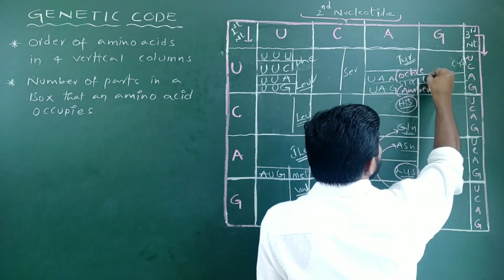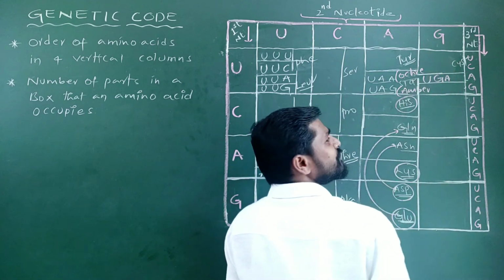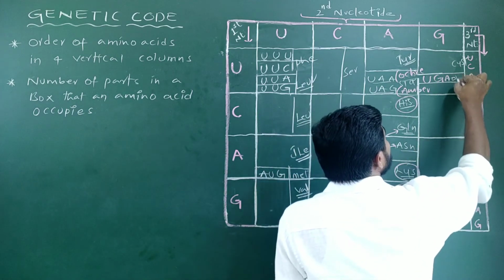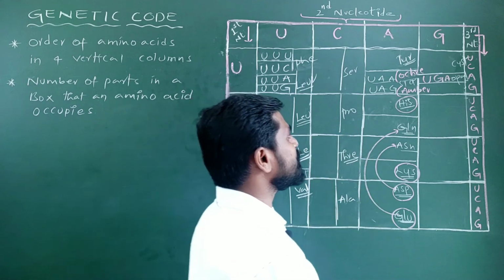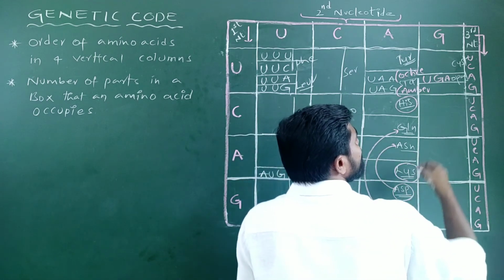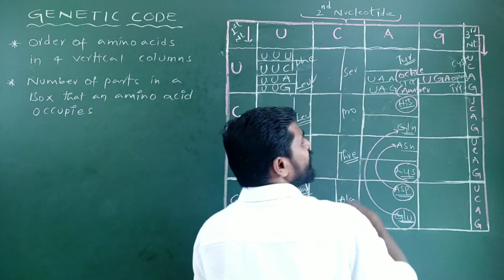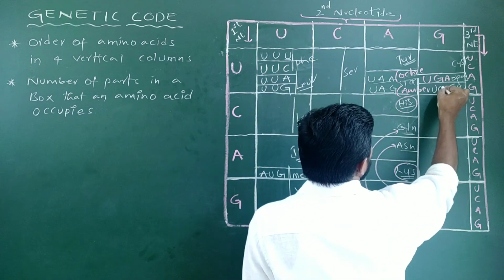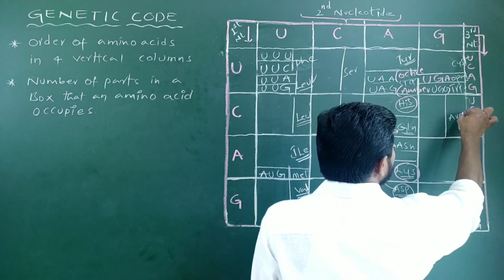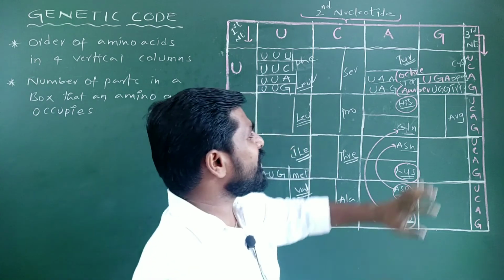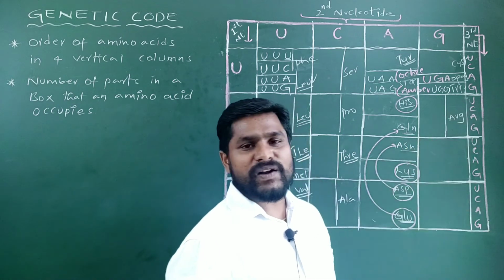Here the triplet codon is UGA. UGA is the third part of this first box of the fourth vertical column, coding for a stop codon, opal. And the fourth part of this first box is coding for the amino acid tryptophan. The triplet codon of tryptophan is UGG. This entire second box is occupied by the amino acid arginine, nothing but whatever triplet codons are present in this second box of the fourth vertical column code for the amino acid arginine.